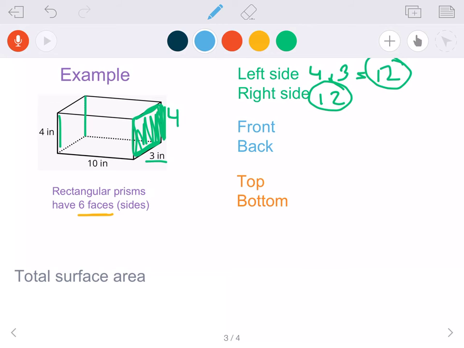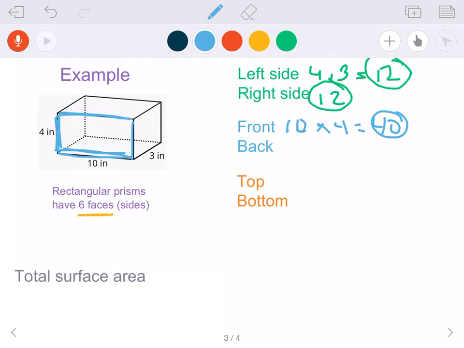So now we're going to look at the front and the back. Just like looking at the sides, we also have a front and the back of the box. So if I'm focusing on the front, I've got this front box here. Now my length is 10 and my height is 4. So we've got 10 times 4, which equals 40. If the front of the box is 40, the back of the box is also 40.